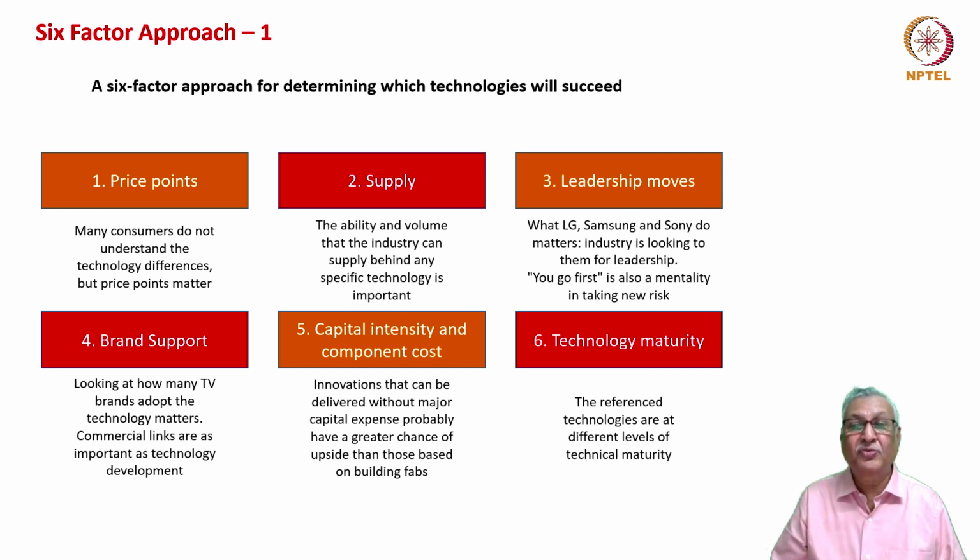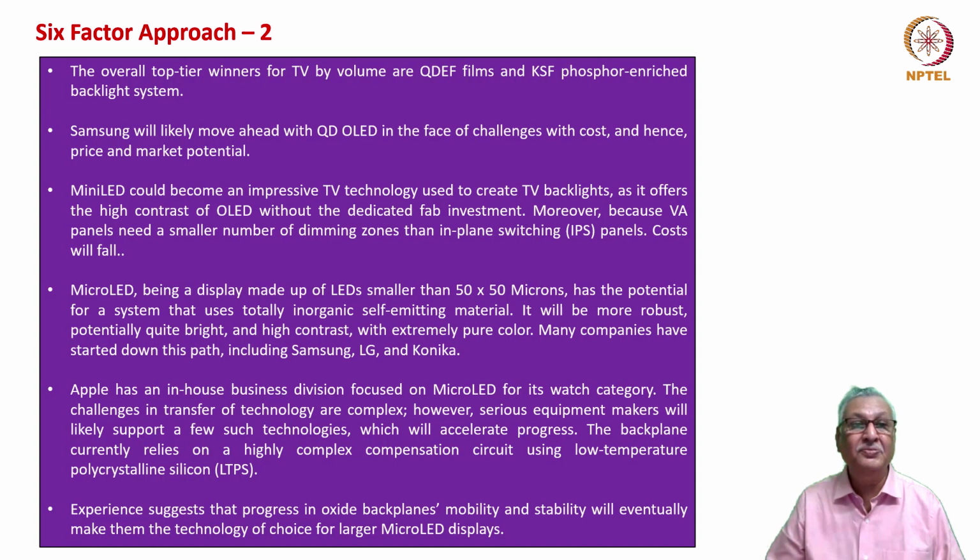There is a 6-factor approach for determining which technologies will succeed. 1. Price points. 2. Supply ability. 3. Industry leadership. Who will enter the industry first and dominate the industry? 4. Brand support. That is how you can build a brand around this new technology. 5. Capital intensity and component cost. And finally, 6. technology maturity. Every major invention with further differentiation follows this particular pathway of 6-factor approach for determining which technologies will succeed.